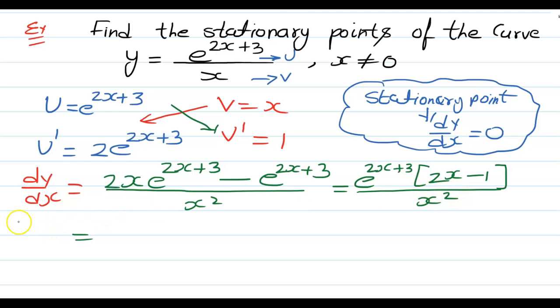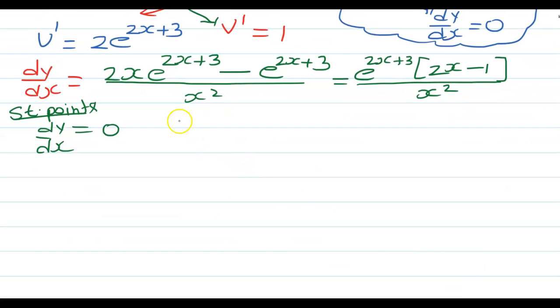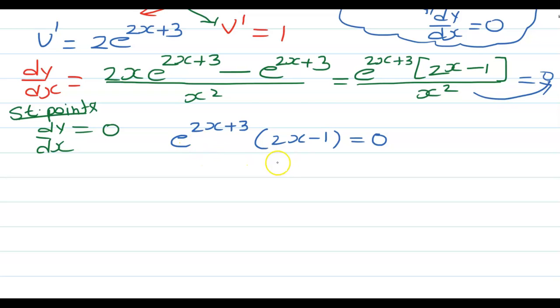Now for stationary points, I'm writing in front, dy by dx should be equal to 0. So if we put this thing equal to 0, it will be like this: e to the power 2x plus 3 and 2x minus 1, whole thing will be equal to 0, because if you put it equal to 0, x square times 0 will be 0, and this thing will be 0. So here two things will be 0.